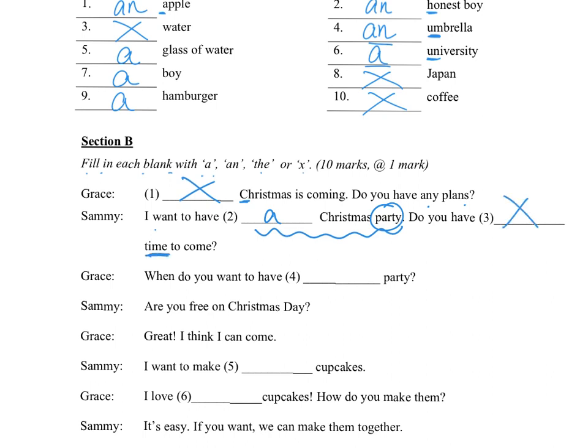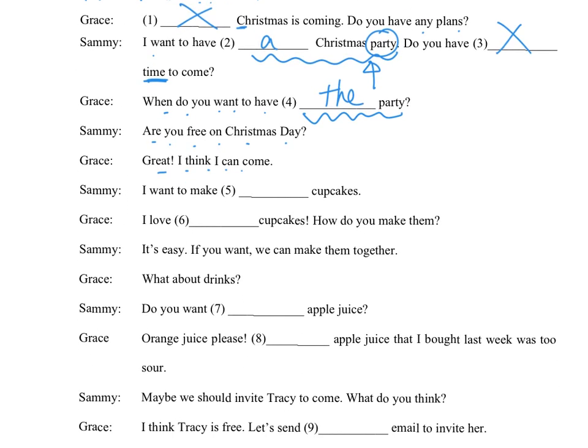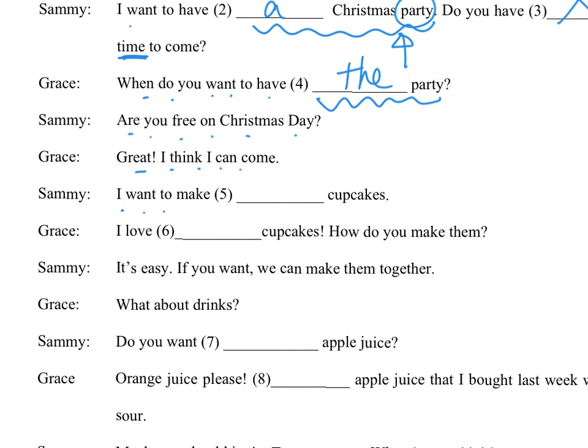Time 時間唔數得噶，所以 Do you have time to come? When do you want to have the party? 嗱呢度用 the 嘅點解咧？佢指翻呢一個 party。你話嗰個聖誕 party，the party. When do you want to have the party? Are you free on Christmas Day? Great, I think I can come. I want to make cupcakes。嗱呢個咧，就算你唔識解都見到啦，中數啊嘛。I want to make cupcakes.